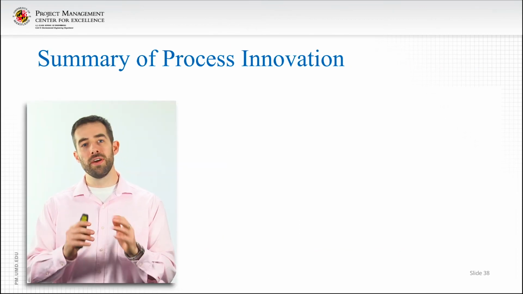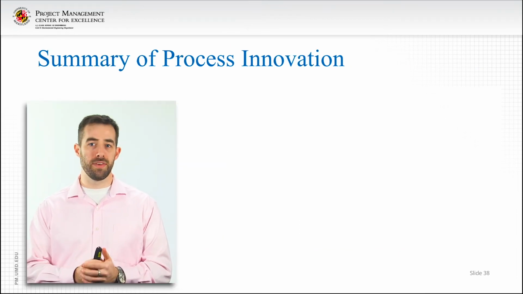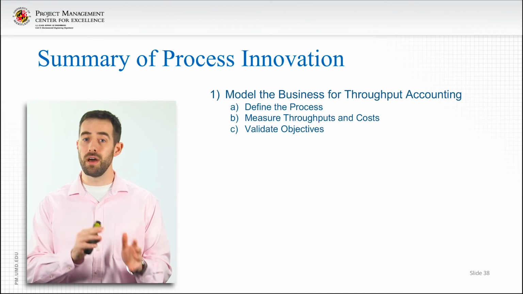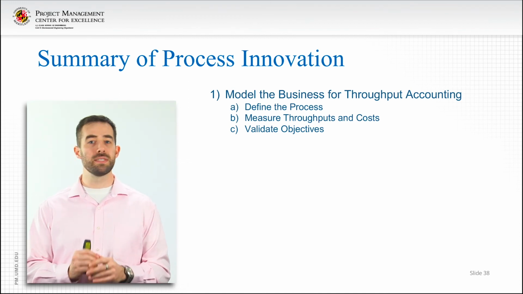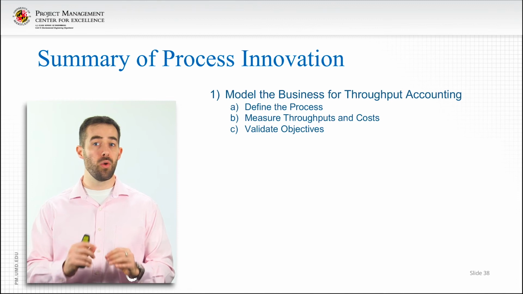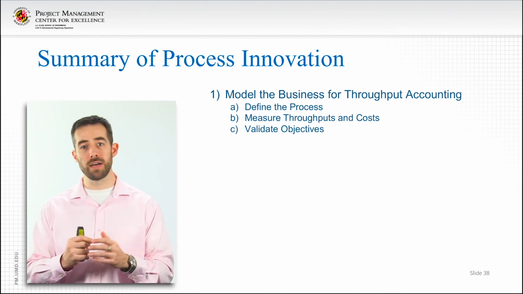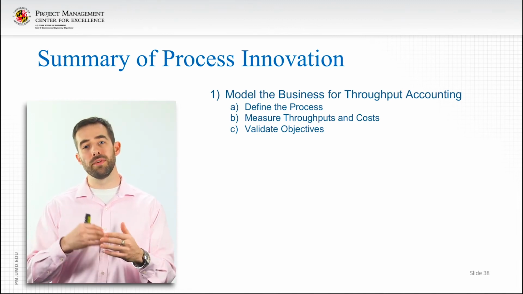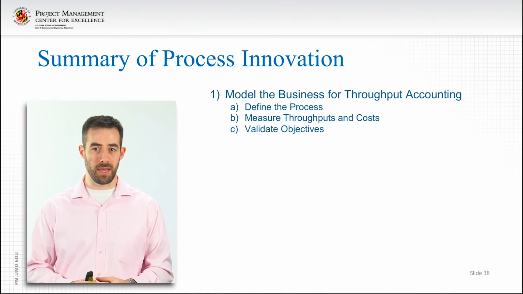So in summary, there are 4 parts to process innovation. First, we need to model and understand the buyer's organization. This means we need to be able to define their processes, we have to understand what their throughput and their cost functions are, and we need to be able to validate that we have the right objective from the beginning.